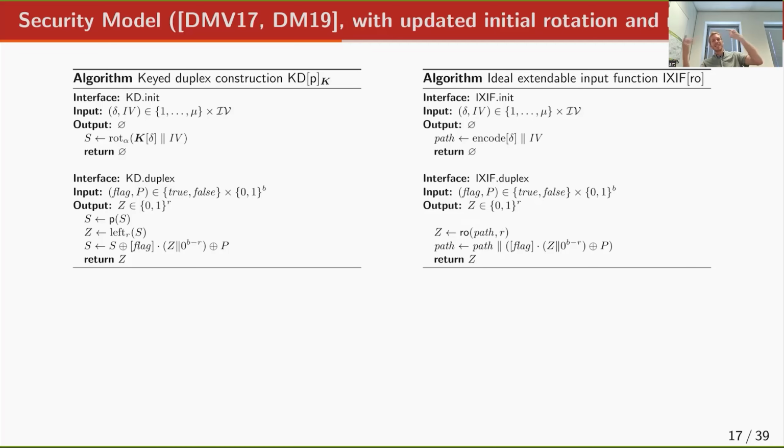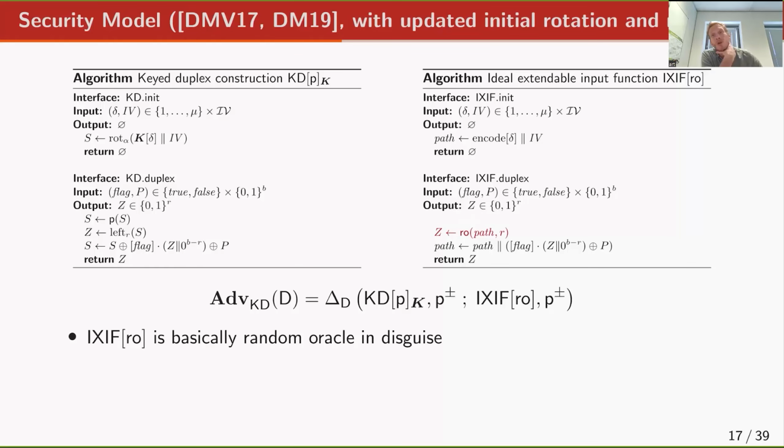Then you reinitialize, same initialization input, same duplexing call, different duplexing call, then the path up to that duplexing call is always the same. So the key stream will be the same. But once you have a different duplexing call, the path will be different and everything else will be random. So if you think about this, the ASICRYPT is basically a random oracle in disguise.